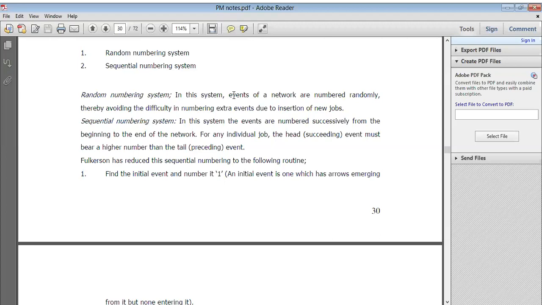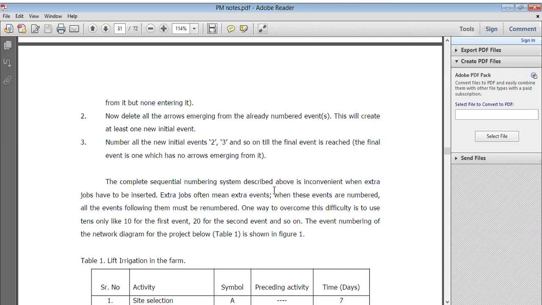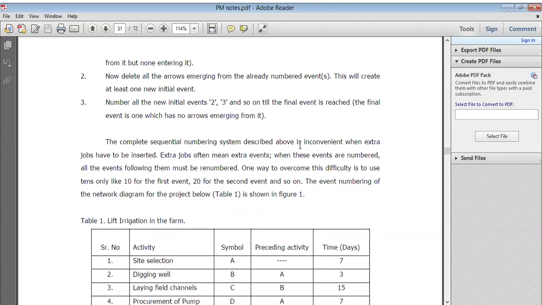So Fulkerson has reduced this sequential numbering to the following routine: find the initial event and number it. An initial event is one which has arrows emerging from it, but none entering it. Now delete all arrows you have taken, and if it is wrong, right? The numbers are already given, and it depends on you how you select A, B, C, D or E, F, G, H, whatever. So number all new initial events 2, 3, 4, 5, 6, right? So 0 to 9 numbers are there, and you can give any kind of number, till a final event is reached. The final event is one which has no arrows emerging from it.